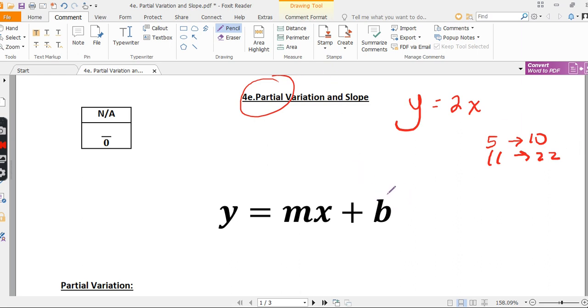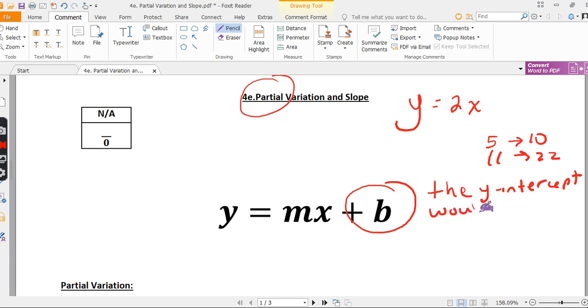Well, with partial variation, the y-intercept would not be 0. Okay? And unlike direct variation, there is a correlation between x and y, but it's not direct.